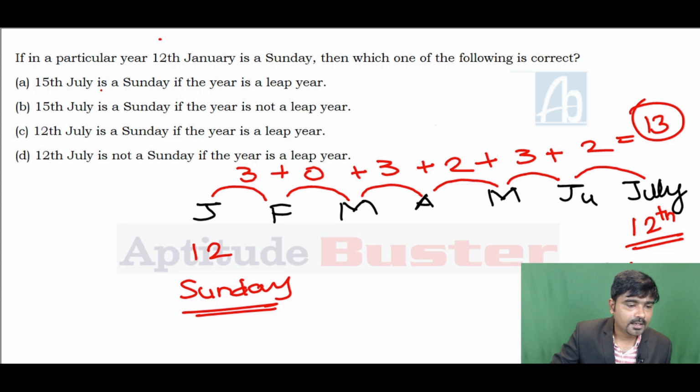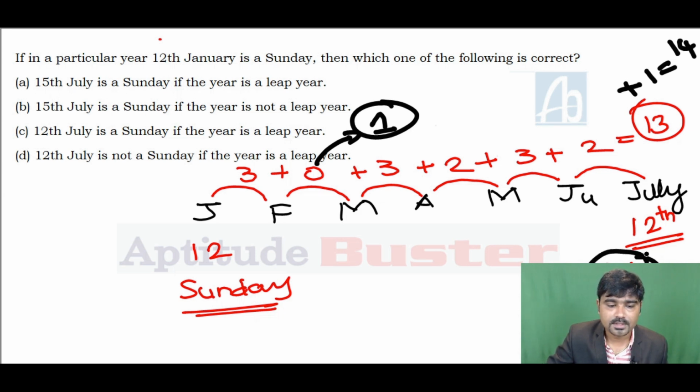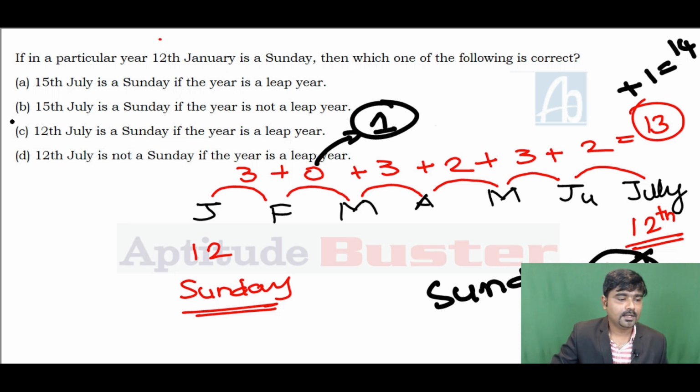If it is a leap year, we add one more day here. So 13 plus 1 is 14. Then July 12th is also the same Sunday if it is a leap year. 12th July is a Sunday if the year is a leap year. The answer for this question is C.